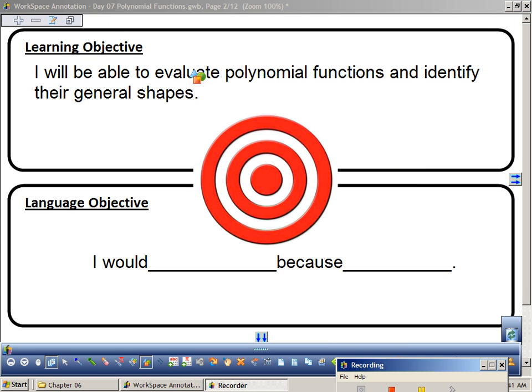Okay, so today I'll be evaluating polynomial functions and identifying their general shape. It's not too bad what we're starting today, it's the building blocks. So I need you guys to pay attention as much as possible.